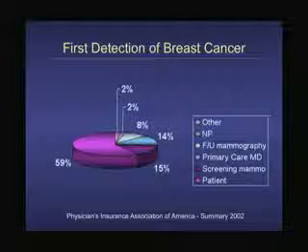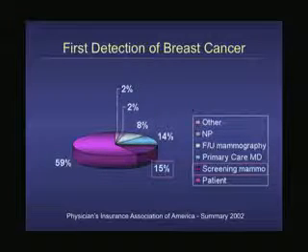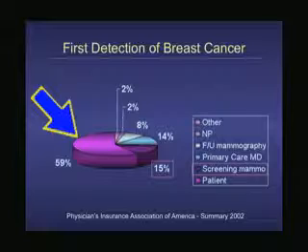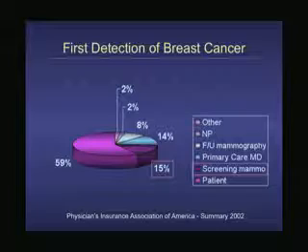So let's look at the facts here. By the Physicians Insurance Association of America's summary, how is breast cancer first detected? Screening mammography, 15%, guys. All right? Most breast cancer is still detected by the patient, close to 60%. Screening mammography only picks up 15% of all cases of breast cancer.